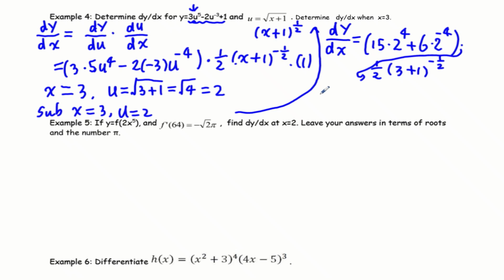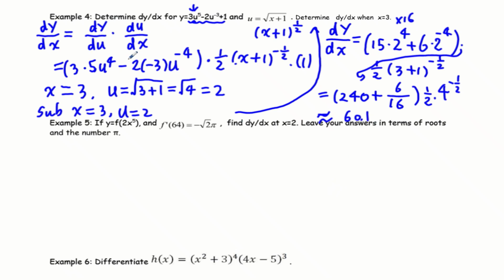Then continue to simplify. 15 times 2 to the exponent 6 is 15 times 64, which gives you 960. Then plus 6 times 2 to the exponent negative 4, we could write it as 2 to the exponent 4 at the denominator, so it's 6 divided by 16, then times 1 over 2 times 4 to the exponent negative 1 over 2. Then continue to simplify. Use your calculator, it is approximately 60.1.